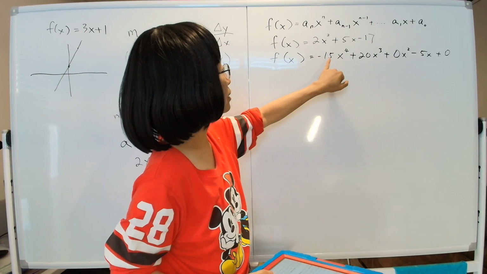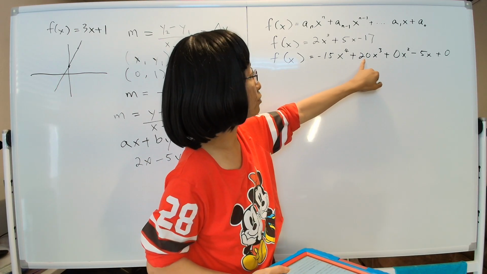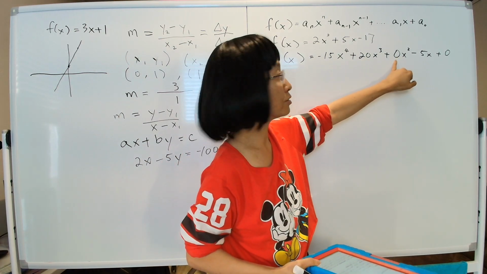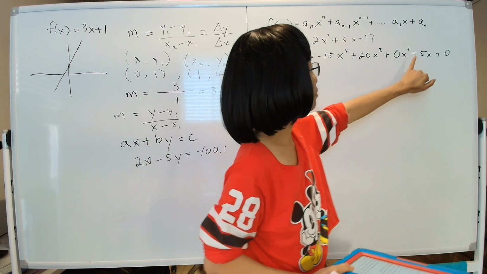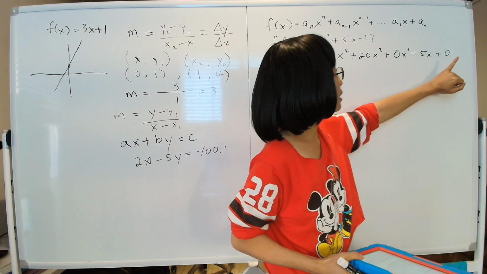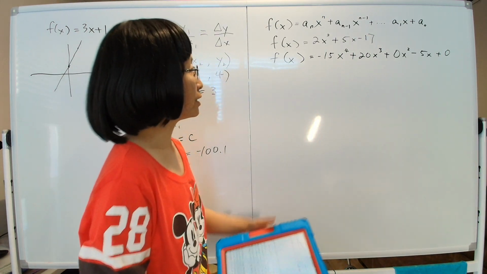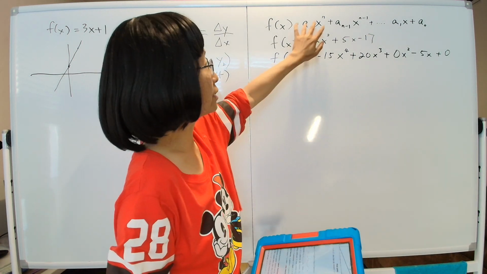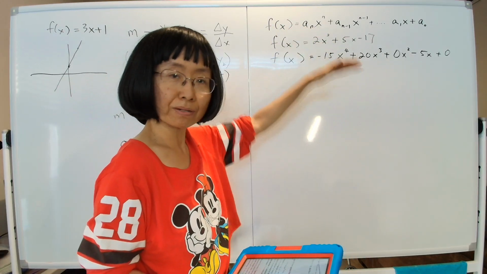And then a4 is minus 15, a3 is 20, a2 is 0, so normally you don't even write this because it's 0. And then a1 is minus 5, and a0 is 0, which normally you also don't write. But I write it out to give an example of what this thing means. So this formula basically represents all polynomials.